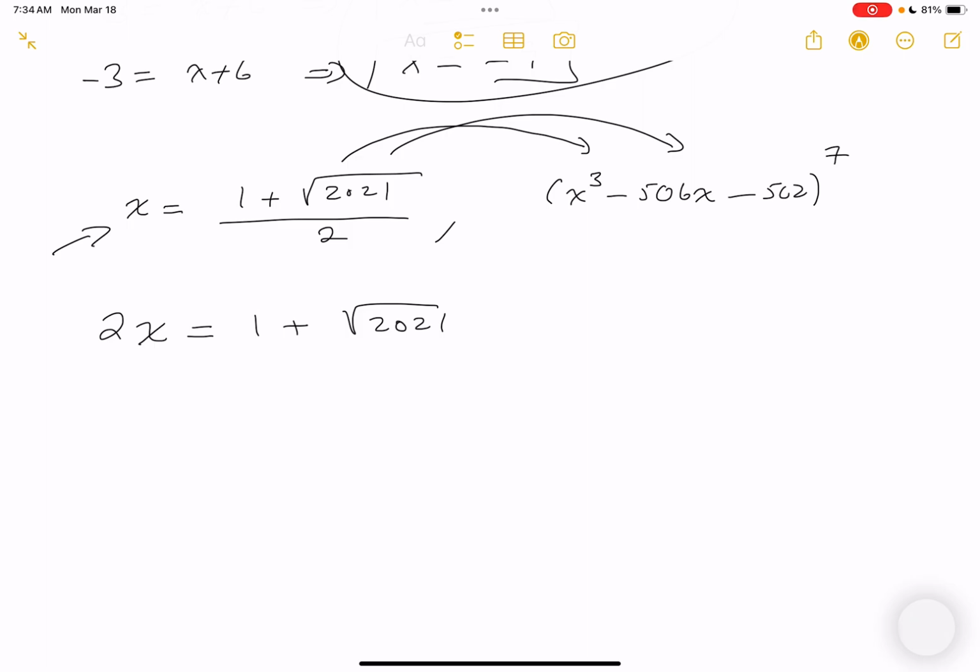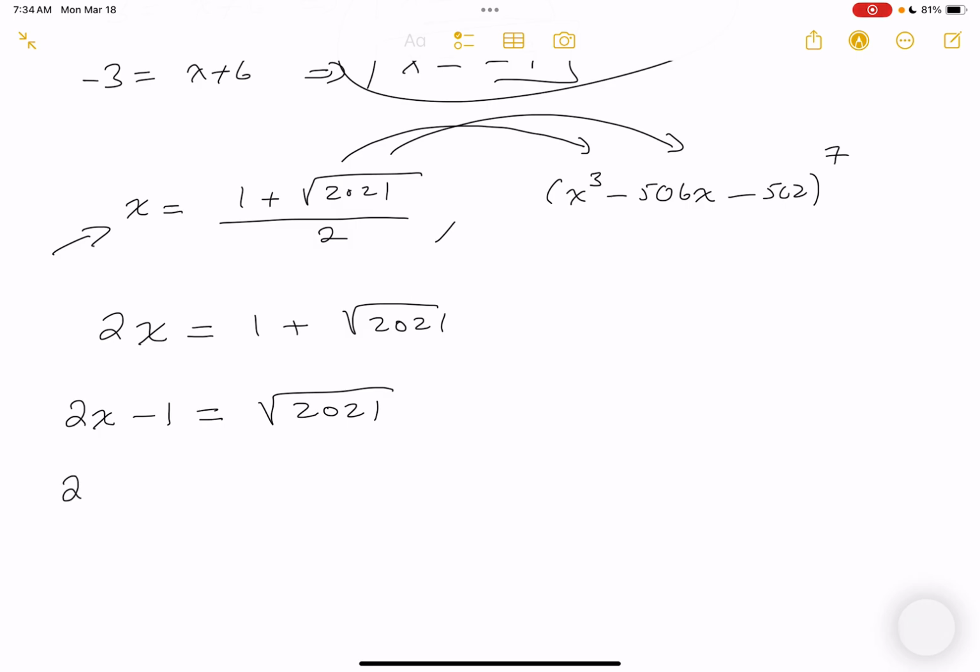Now, you may wonder what I'm trying to do over here. I got rid of the fraction. That's certainly a good thing. I certainly would like to get rid of that root symbol. And what do I get here? I get 2x minus 1 equals the square root of 2021. So again, I got rid of a fraction. Now I'm going to get rid of the root, and the way I'm going to do that is just square both sides.